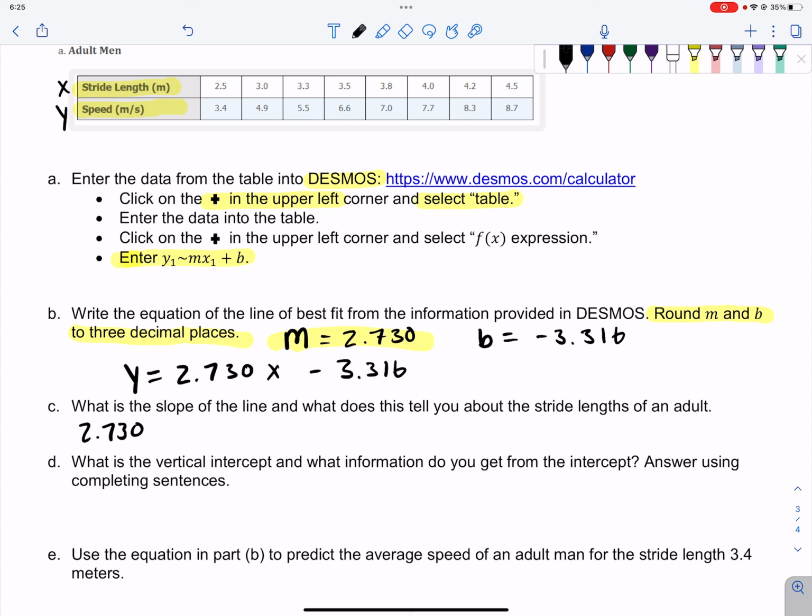Their speed increases by 2.73 meters per second every time their stride length increases by 1 meter. So a 1 meter increase of their stride length means that their speed is increasing by 2.73 meters per second.